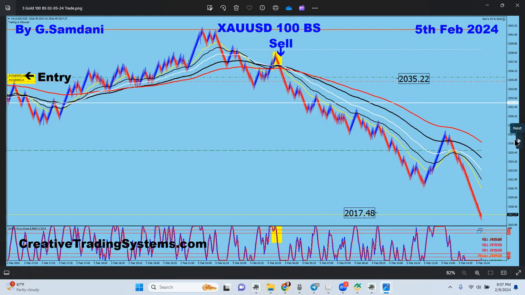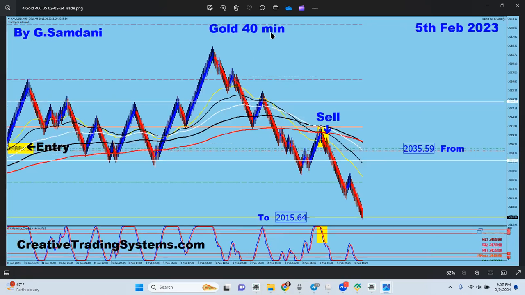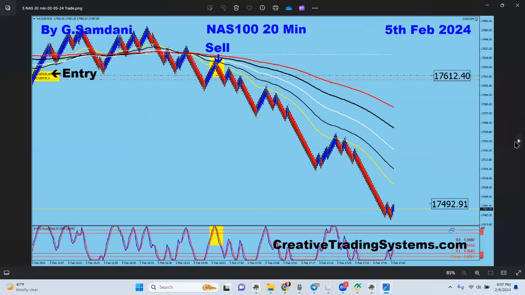Most of these trades are opened by the EA. Gold again, you can see this on the 5th, a second entry here from a different account. The sell order is there. This is a higher time frame, and the same thing, 2035 to 2015. Here, NASDAQ on the 5th, also from 17,612 to 17,492. Beautiful entry here by the book. Sell orders right there. Sell, move to break even.